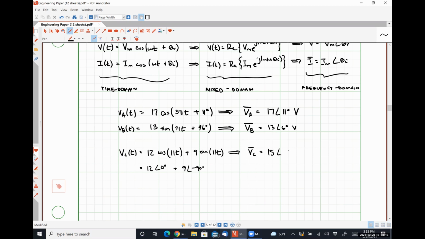$15 angle negative 36.87 degrees. Could you tell me what that is as a rectangular form complex number? I just want to do this to illustrate something real quick. 12 minus 9j volts.